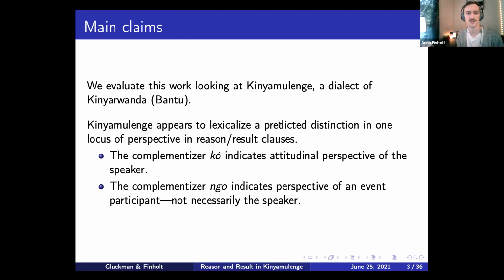And our main observation is that Kinyamulenge appears to lexicalize the distinction in perspective in reason and result clauses using two different complementizers, specifically the complementizer ko and ngo. Right? Specifically, the complementizer ko seems to indicate the attitudinal perspective of the speaker, whereas the complementizer ngo instead indicates the perspective of an event participant who's not necessarily the speaker.